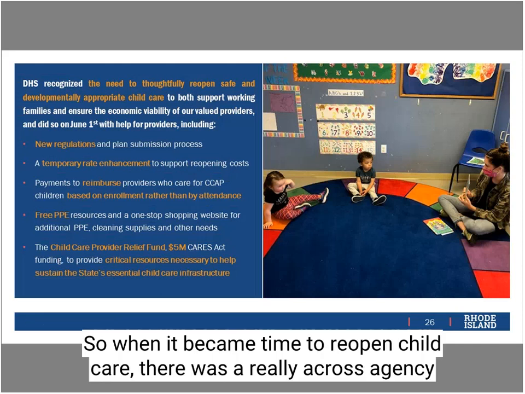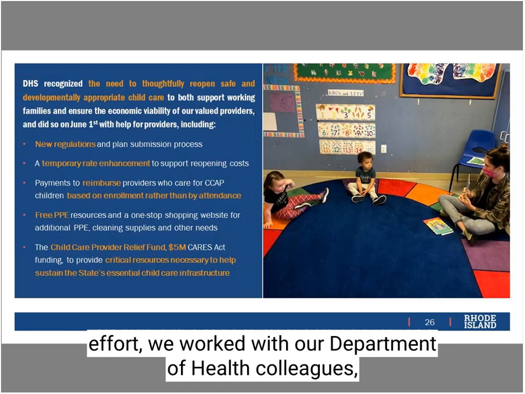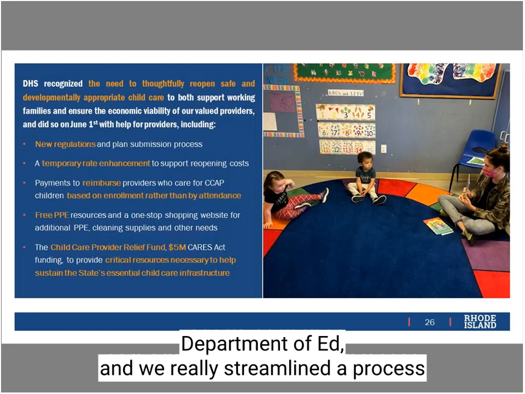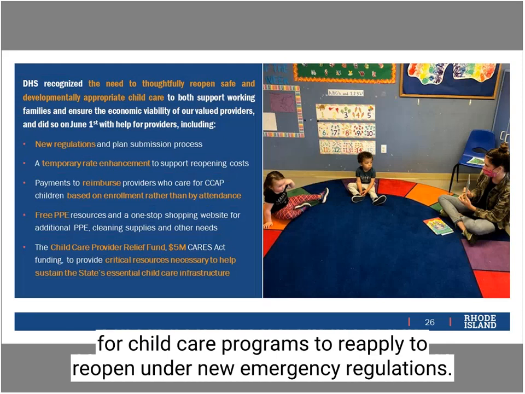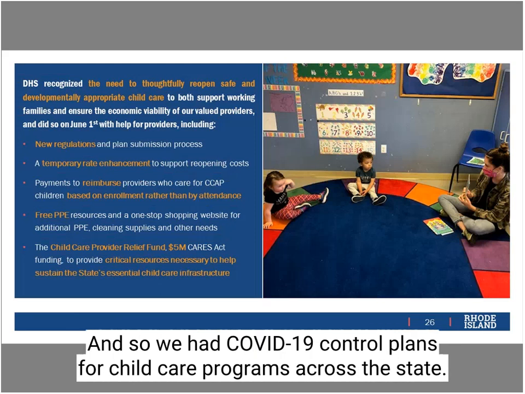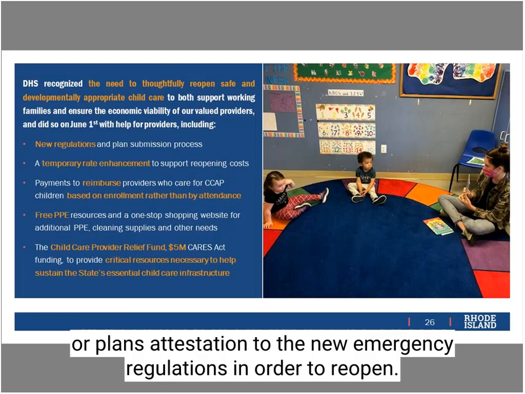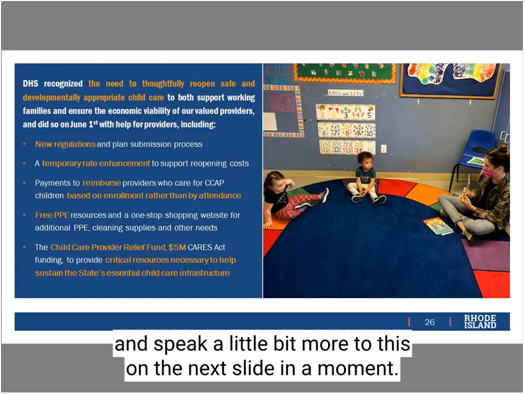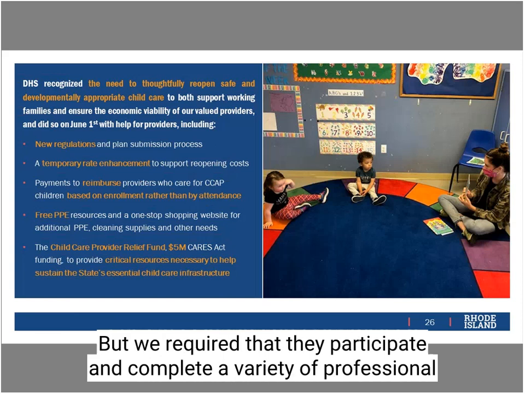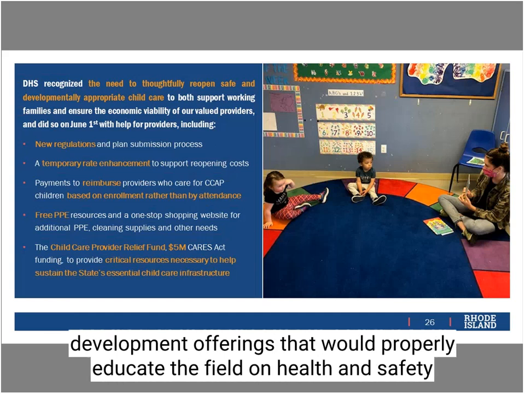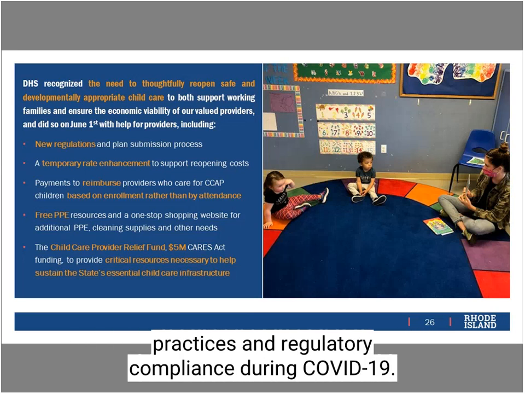When it became time to reopen childcare, there was really a cross-agency effort. We worked with our Department of Health colleagues, we worked with the Department of Ed, and we really streamlined a process for childcare programs to reapply to reopen under new emergency regulations. We had COVID-19 control plans for childcare programs across the state. They were asked to submit staffing plans, floor plans, and attestation to the new emergency regulations in order to reopen. We also required that they participate and complete a variety of professional development offerings that would properly educate the field on health and safety practices and regulatory compliance during COVID-19.